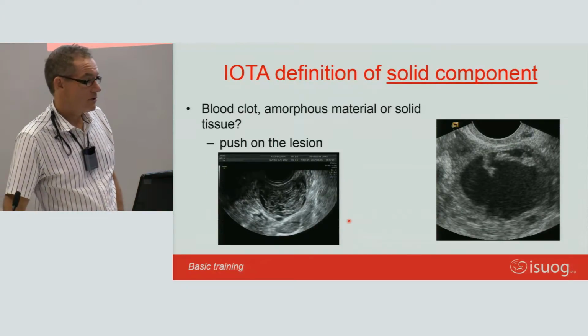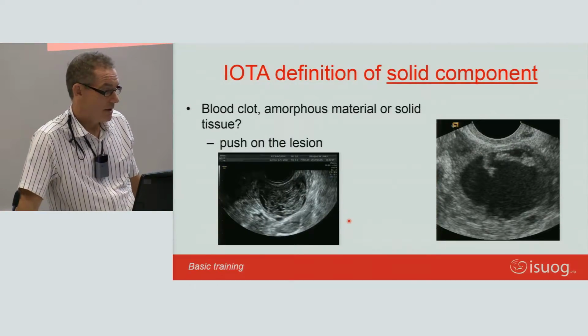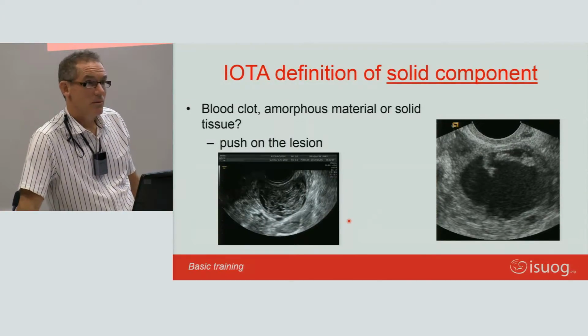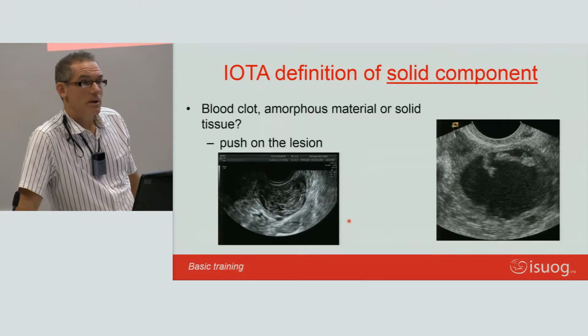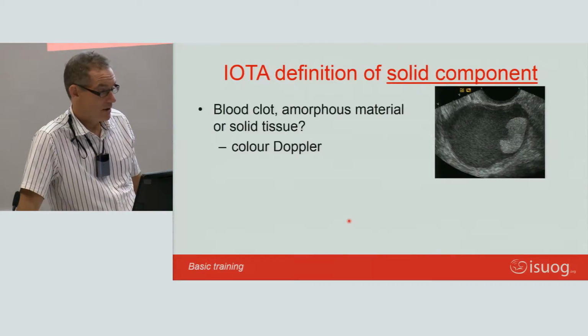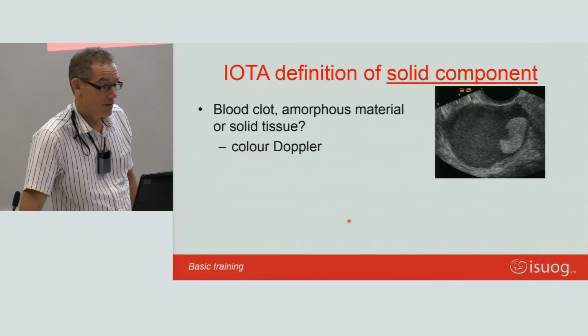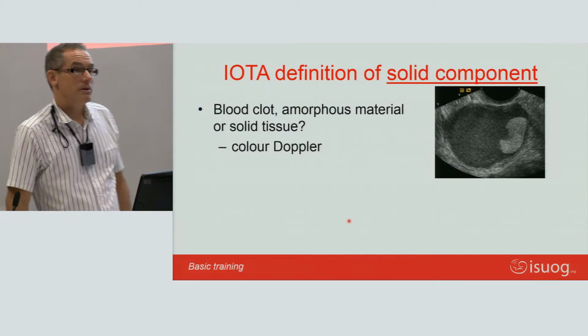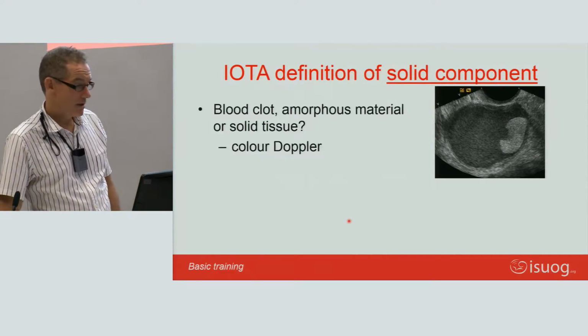Often, if you're struggling to determine whether you're seeing a blood clot or something amorphous or solid, then you push on the lesion. If it's fluid or a blood clot, you will see movement within it or compressibility, whereas you're not going to see that with a solid lesion. The other thing you can do is use color Doppler, because if you put on your color flow and you see flow within your lesion, then it is a solid lesion.